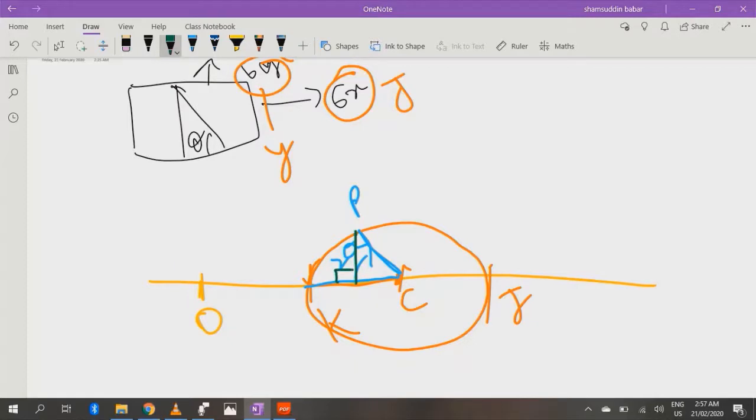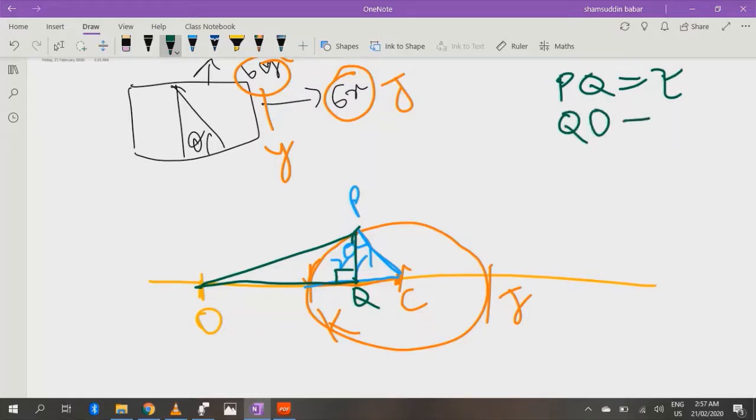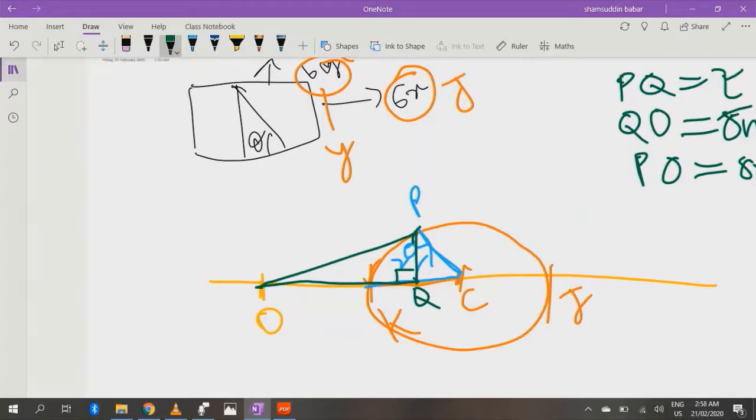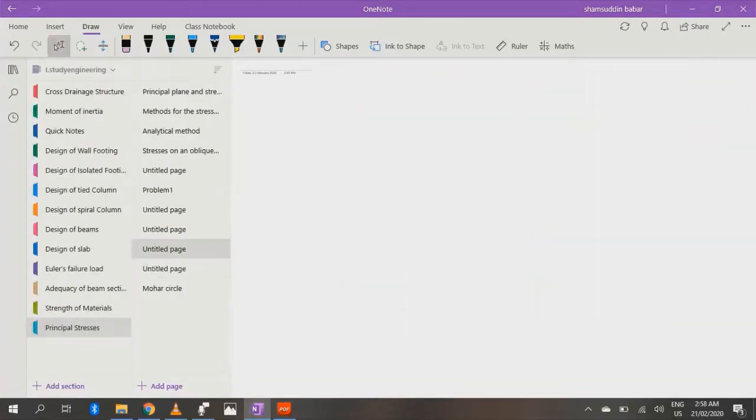Now you have 3 lines. This point will be Q. One line will be OQ, one line will be PO, and the third line will be PQ. Now line PQ will be the shear stress, line QO will be the normal stress, and line PO will be your resultant stress.